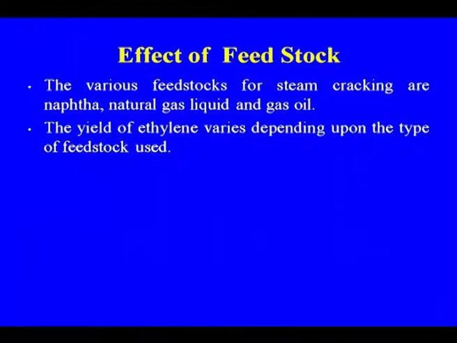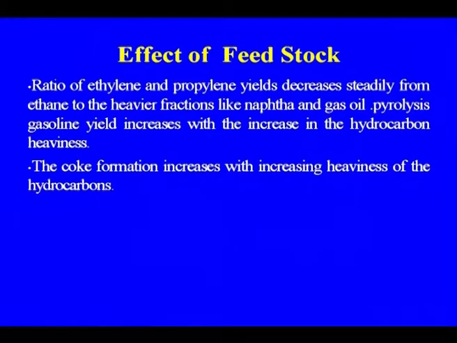The various feedstocks, as I discussed, for steam cracking are naphtha, natural gas, natural gas condensate, and gas oil. The yield of ethylene varies depending upon the type of feedstock used. The ratio of ethylene to propylene yields decreases steadily from ethane to heavier fractions like naphtha and gas oil. Pyrolysis gasoline yield increases with increase in hydrocarbon heaviness.